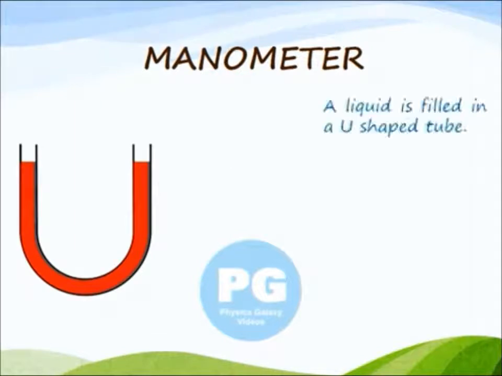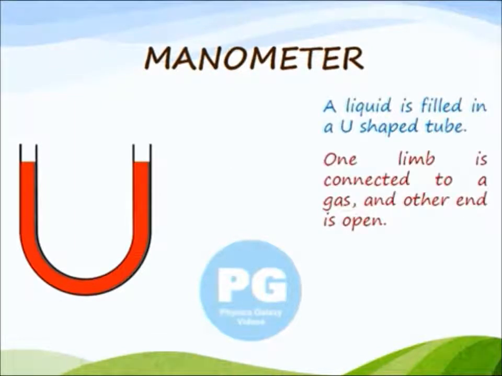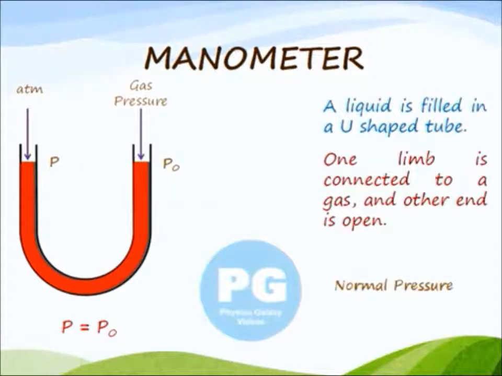Manometer. A liquid is filled in a U-shaped tube. One limb is connected to a gas, the other limb is open. So, here are two limbs. One limb is exposed to the atmosphere, leaving it open. And the other limb is connected to a gas having gas pressure. We denote the atmospheric pressure as P and gas pressure as P0. If we have a careful look at this situation, we can say that the levels are equal. That means the pressure P is equal to the pressure P0. And in this case we can conclude this is a case of normal pressure. That means the gas pressure is equal to the atmospheric pressure.